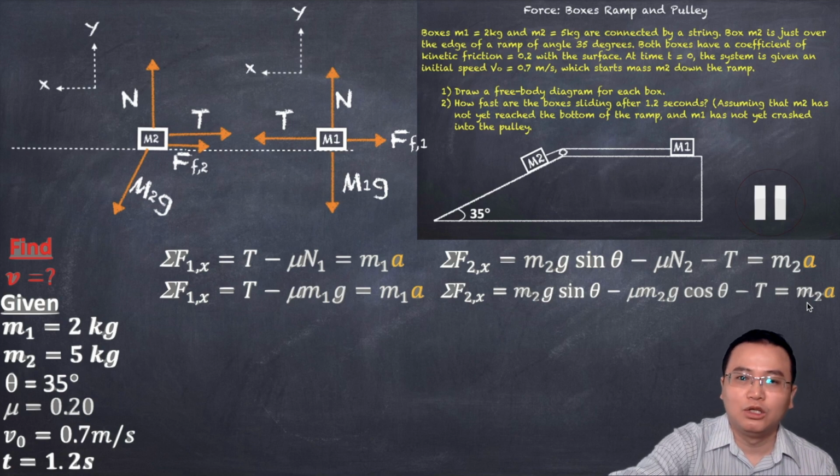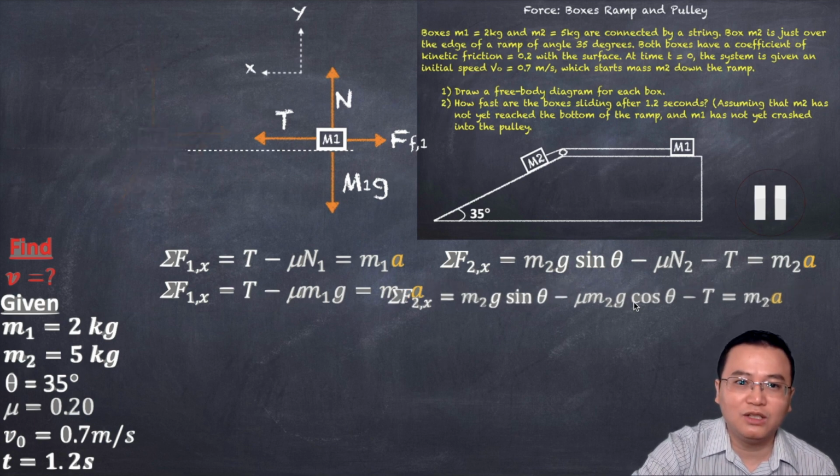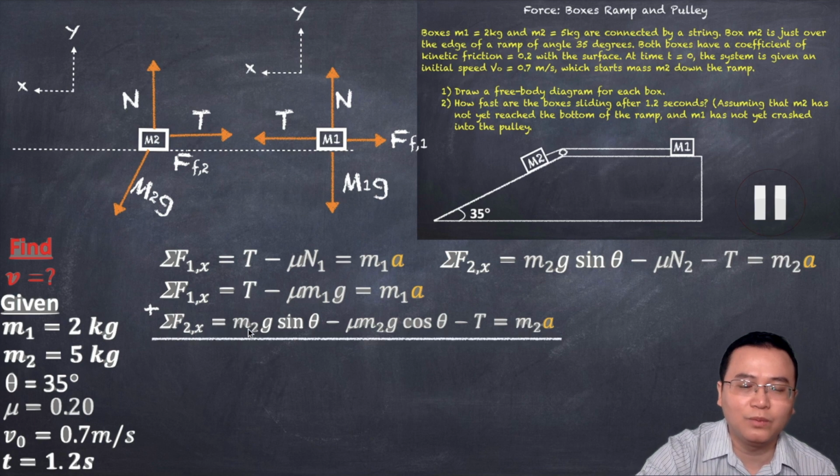Okay. So what next? Now I have the equation for mass 1 and of course the equation for mass 2. So here's a mathematical trick to find acceleration. I'm going to take the equation for mass 1 plus the equation for mass 2. The reason I'm doing this is because when I add them together, I will remove the T. The only thing I'm going to worry about is the acceleration now.